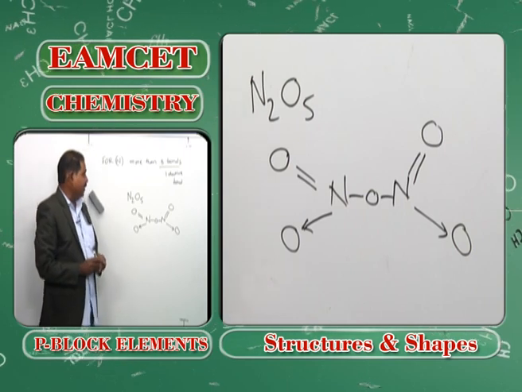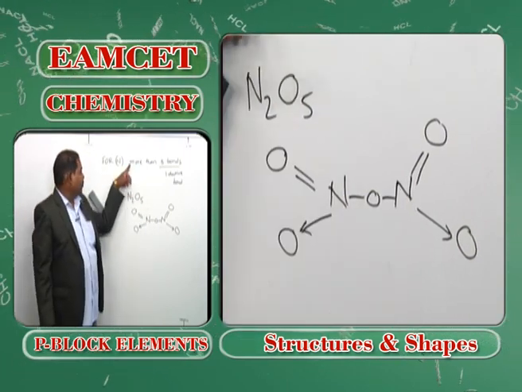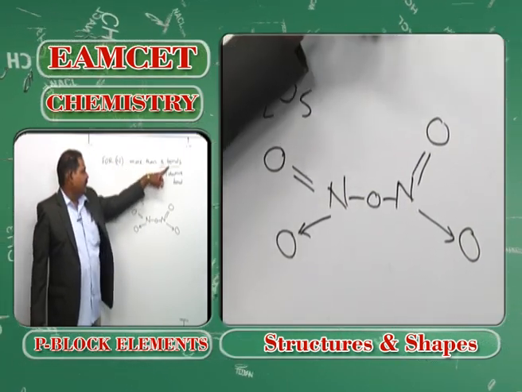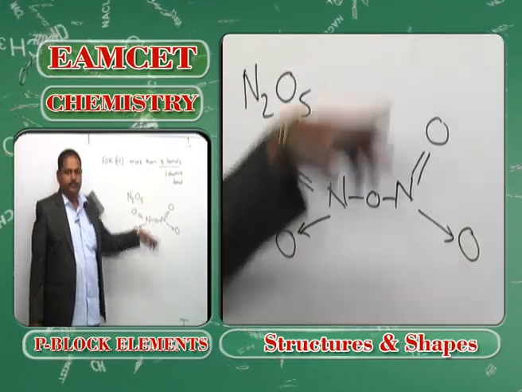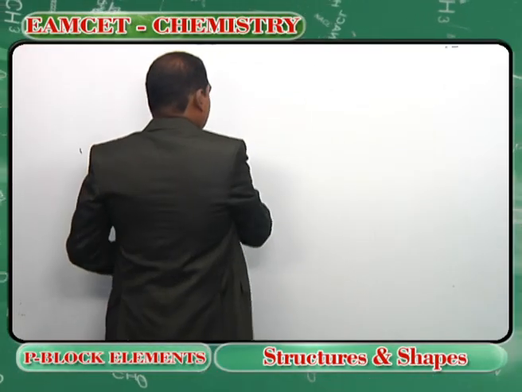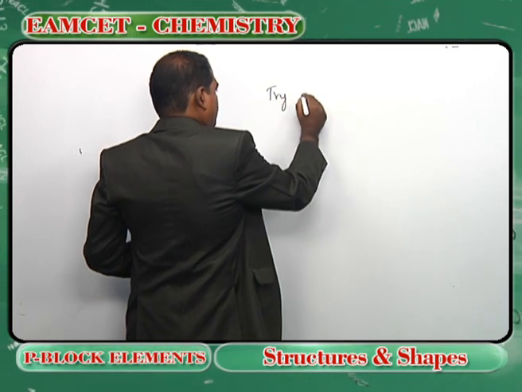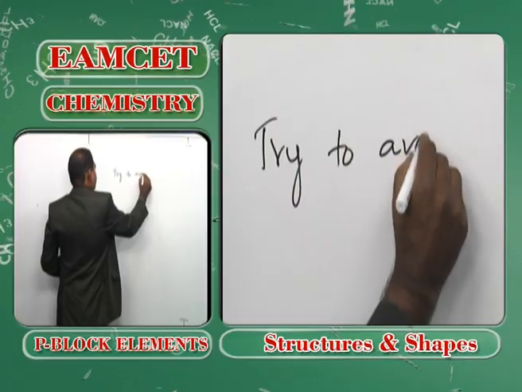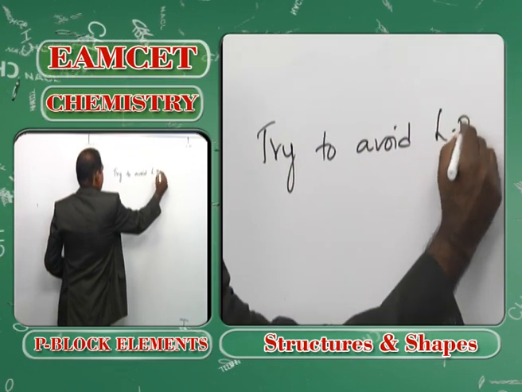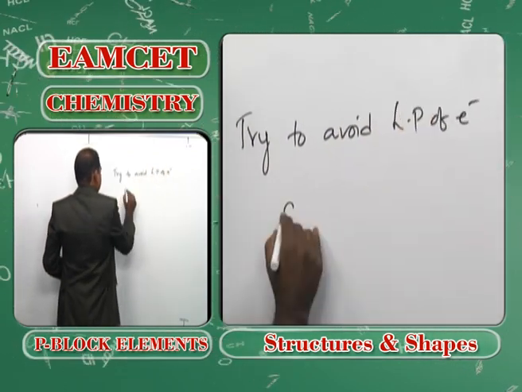Why did we take a dative bond here? Look at the rule. For nitrogen more than 3 bonds, 1 dative bond. And last rule, try to avoid lone pairs as far as possible. Try to avoid lone pairs of electrons as far as possible.